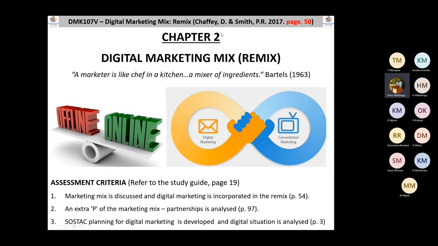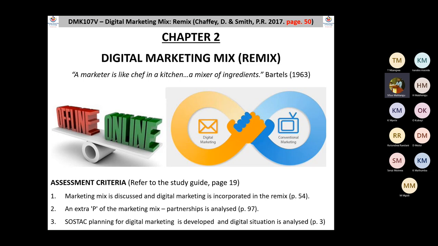Now in the textbook, chapter 2 starts on page 50. Chapter 2 is about the digital marketing mix, which is referred to as the remix. There's a nice quote there: a marketer is like a chef in the kitchen, with a mixture of ingredients. So think of yourself as a chef in the kitchen preparing a very nice meal. The marketing mix is the recipe we use to create a digital marketing mix. You've got 3 assessment criteria.